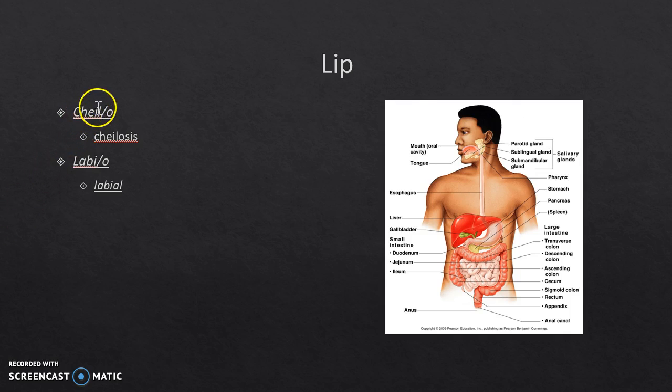Lip, cheilo and labial. So cheilosis is a disease, something abnormal with the lips, and labial. So lots of times this pertains to the lips in your mouth, but we also hear this down in the vagina where we have the labia majora and the labia minora.